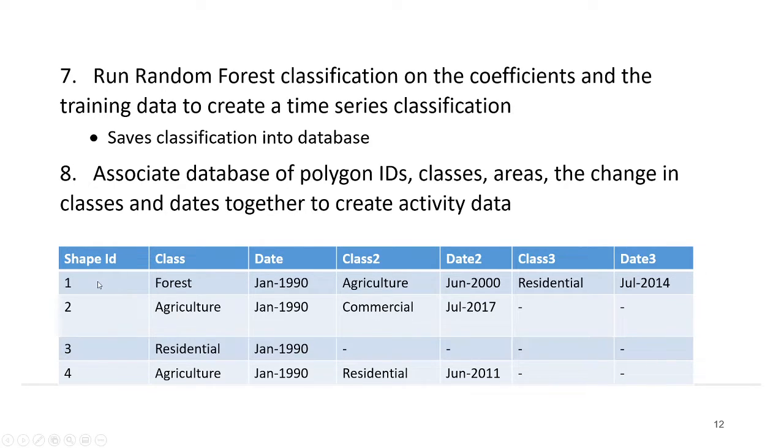So we have here shape ID is 1, and this is the polygon, and it's a forest in 1990, and then when it changed in 2000 it was agriculture, and then when it changed in 2014 it was residential, and if there is no change we just don't report any change.